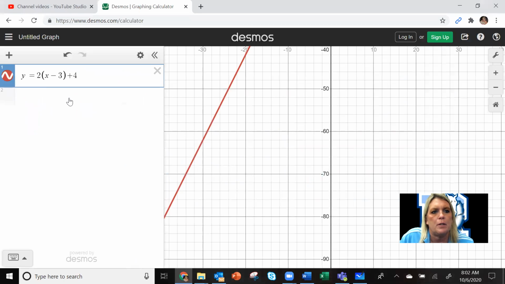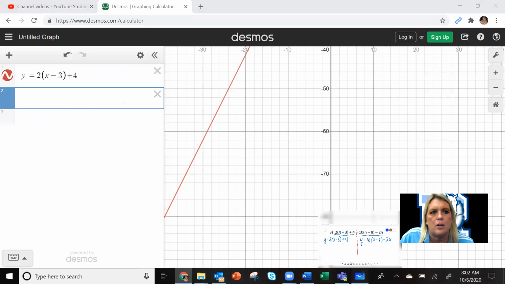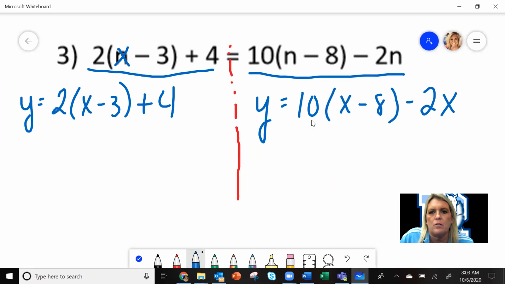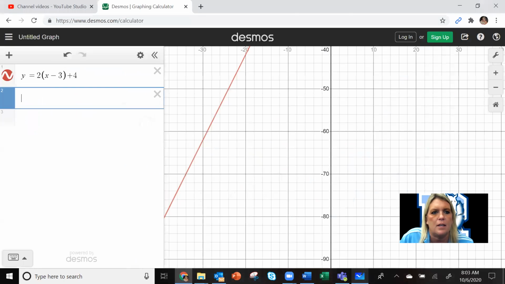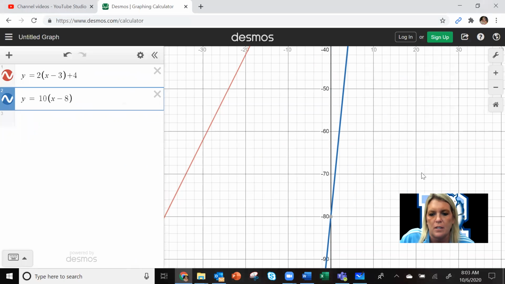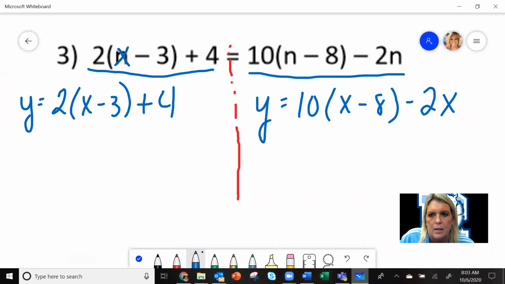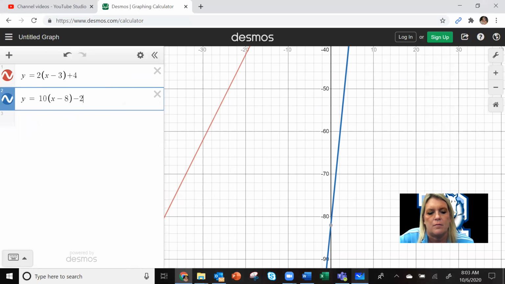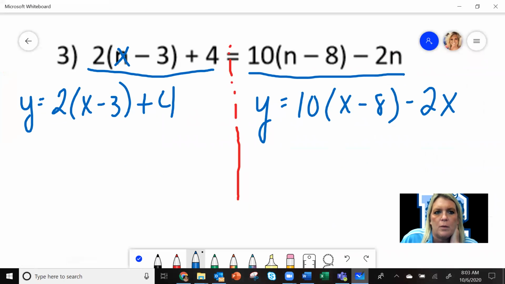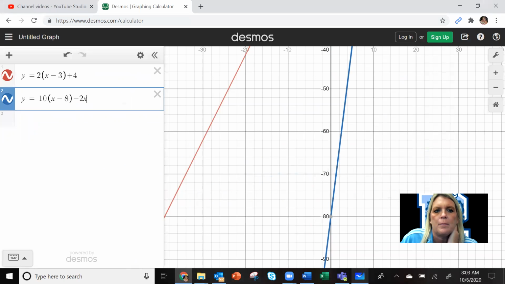So now I'm going to click below it, and I'm going to try and put this next one in there. Y equals 10 times x minus 8, close your parentheses, and then minus 2x. Very important you make sure that you put them in there correctly. You double check them before you go on.